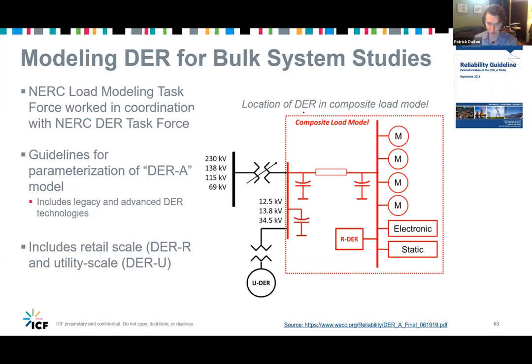And that's what we're looking at from this NERC report. Again, there are really two different types of DER that can be modeled within the framework. It's the retail DER, or RDER, which is behind the meter rooftop PV, and then utility scale DER. And this model shows the connection point of residential DER is included on the bus with other motor loads, electronic loads, and static loads, whereas the utility scale is modeled separately.